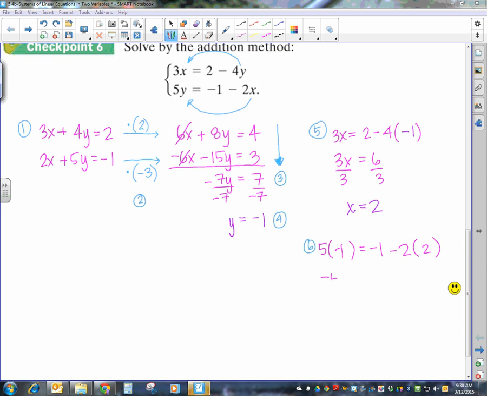That gives you negative 5 on this side and negative 5 on that side. And that, of course, checks. So the answer to my problem is 2, negative 1.